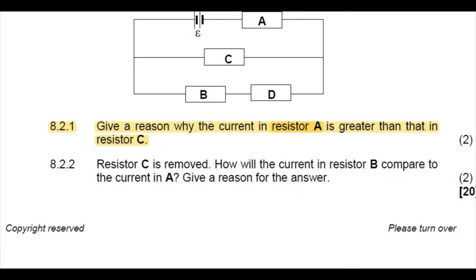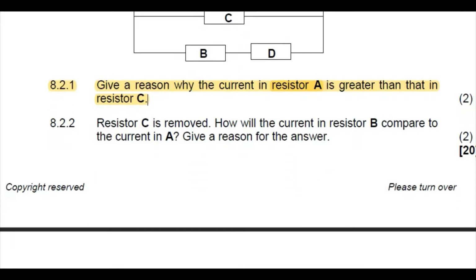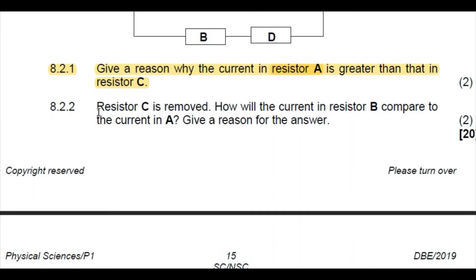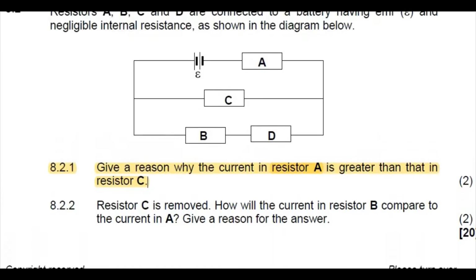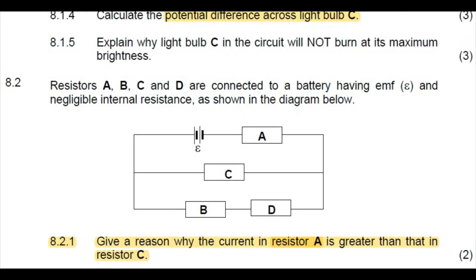So think about everything that you've learned about parallel as well as series resistors, and realize that this resistor is connected in series, and then these two, C as well as this one, are connected in parallel to B and D, right? So think about it before you actually get to answering it. So resistor C is then removed. If you remove this resistor, how will the current in resistor B compare to the current in A? And then you have to provide a reason for your answer. So I hope you're able to take down that question, and then we're going to go on into answering it.